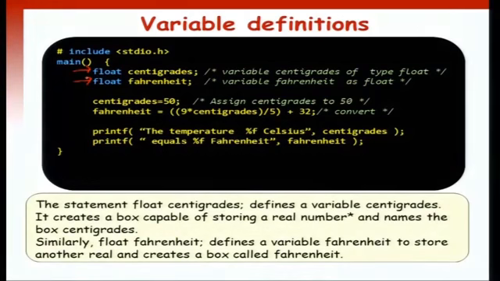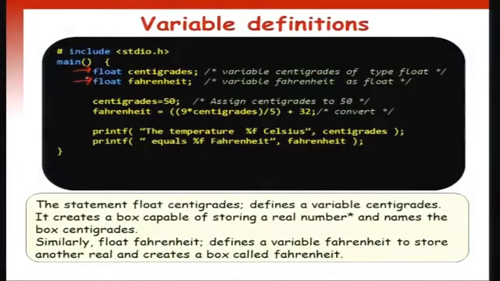That type float means that the box can hold a real number. Similarly, Fahrenheit is also a box which can hold a real number, so you declare that the type of that variable is float. These are the first two lines of the code.